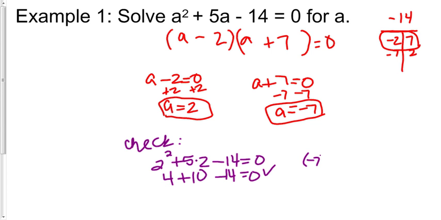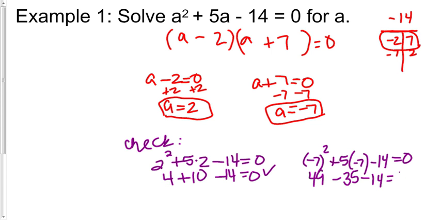Now let's check negative 7. Negative 7 squared plus 5 times negative 7 minus 14, will it give me 0? Well, negative 7 squared is negative 7 times negative 7. That's 49. 5 times negative 7 is minus 35. And then if I subtract 14, I'm going to end up with 0. Yes, negative 7 works as well. So these are the two solutions to the equation. Two values work here, 2 and negative 7.